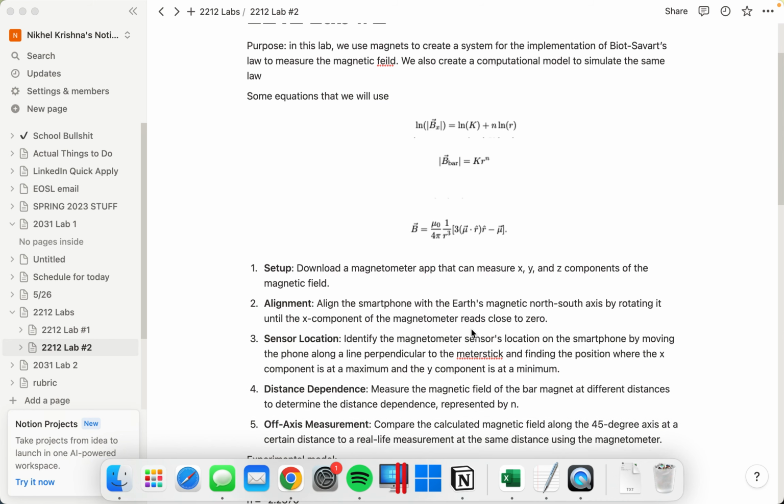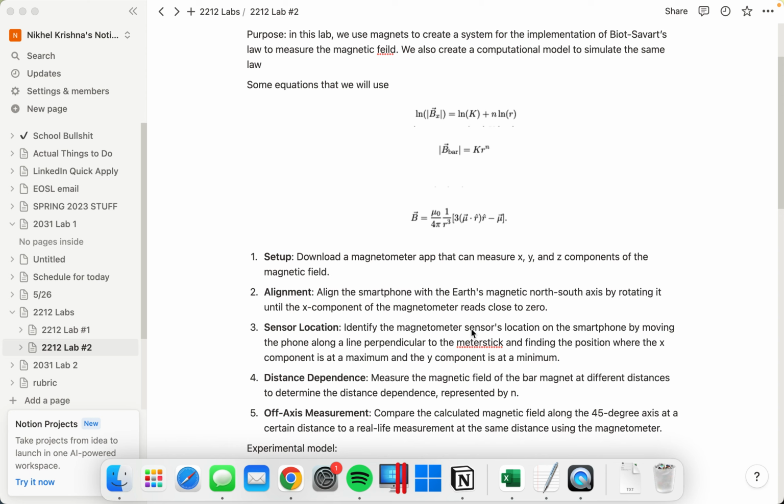The procedure has 5 main parts. First, we want to download a magnetometer app where we can measure components of the magnetic field. We have to align the magnetometer to the Earth's magnetic pole so we don't get skewed data. I'll explain that later.